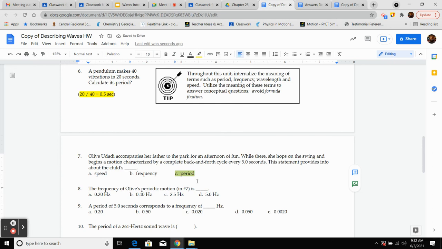Okay, so what would the frequency of that person be? Well, frequency is equal to 1 over the period. So 1 divided by T. So 1 divided by, what was the period? 5. I hate when it does that. 1 divided by 5 equals 0.20 hertz. So letter A.